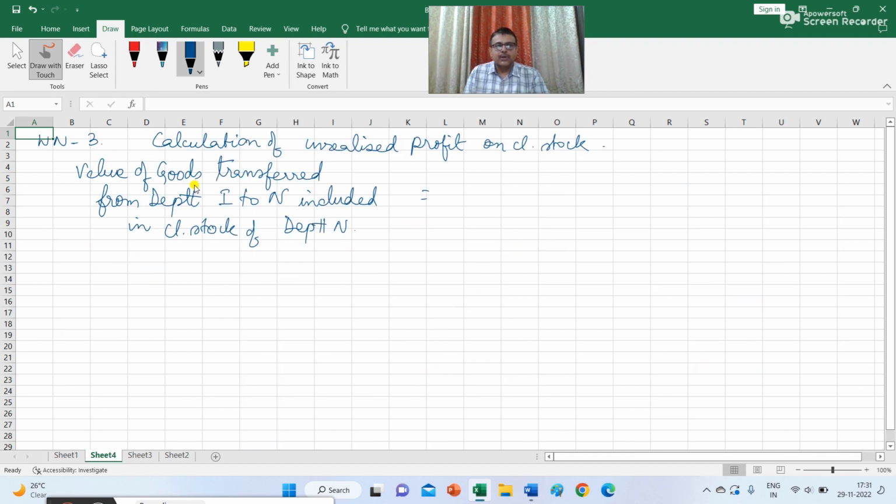So in this working note, we have to calculate the amount of closing stock that represents the value of goods transferred from department I to department N. So here I have written: value of goods transferred from department I to department N included in the closing stock of department N. This is 63,000, the value of closing stock, multiplied by 70,200. So this is the value of goods transferred from department I to department N.